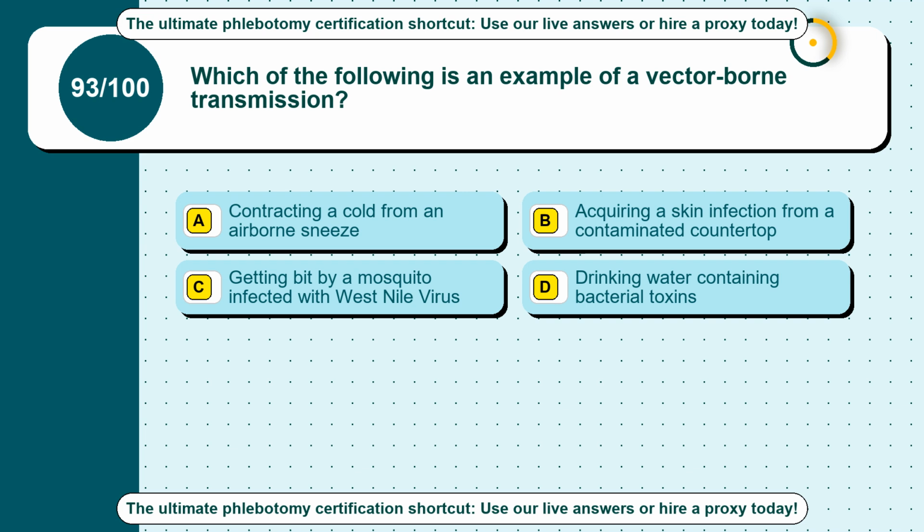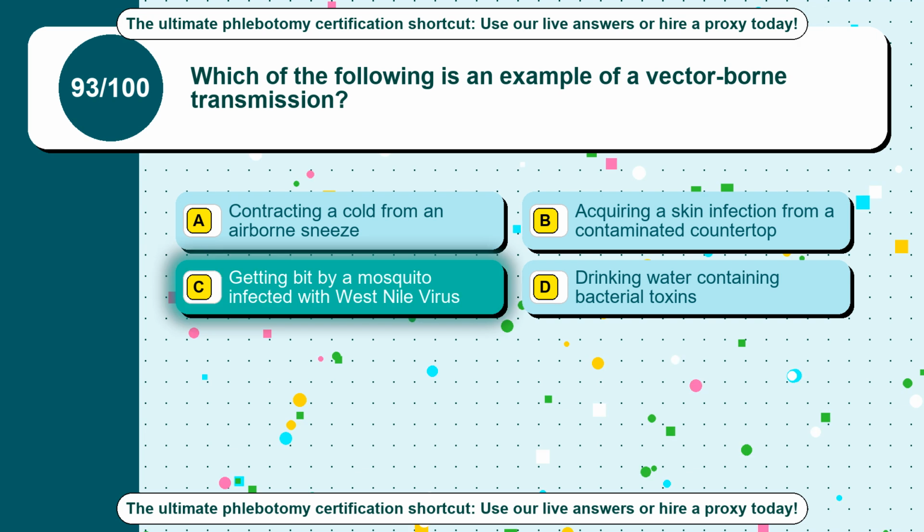Option C, getting bit by a mosquito infected with West Nile virus. Option D, drinking water containing bacterial toxins. The correct answer is option C, getting bit by a mosquito infected with West Nile virus.